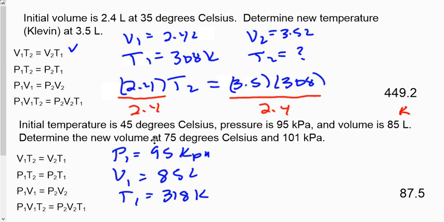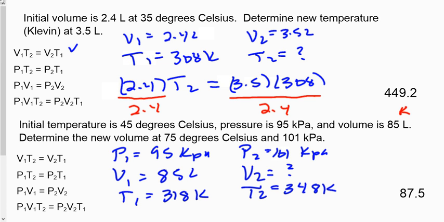Find the new volume at 75 degrees Celsius and 101 kilopascals. So pressure 2 equals 101 kilopascals. And it looks to me like we're determining volume 2. So that's going to be our question mark. And then our new temperature, temperature 2, we have to add 273 to that. That is 348 Kelvin.